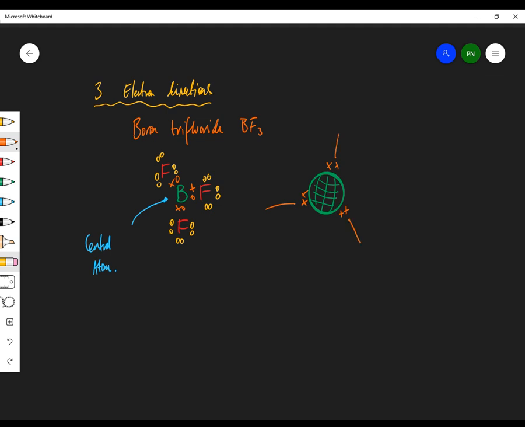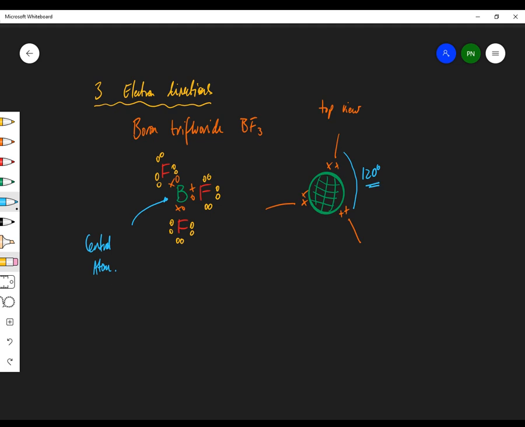Now, looking at this is the top view. We're looking from the top view here, and we're looking at this angle here, and this angle is going to be 120 from the top. Now, interestingly, that's the biggest angle you can get on a sphere with 3 electron directions.